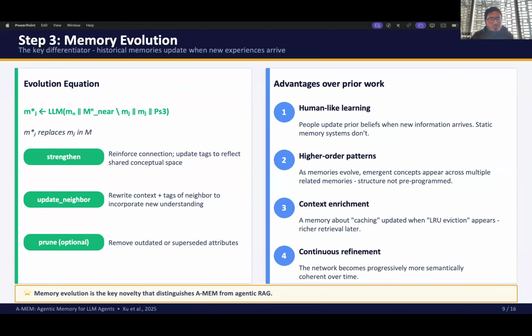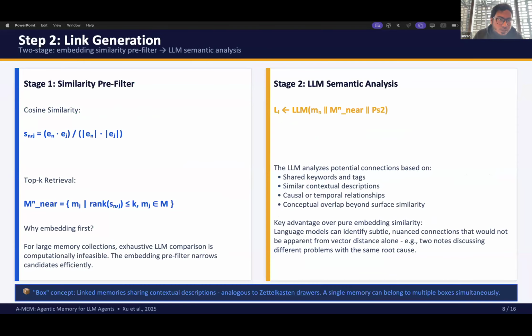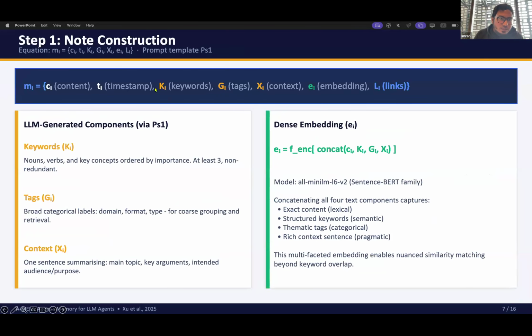Yeah. And so the embedding is recomputed? The embedding is pre-computed with Sentence-BERT. So if we talk about what the LLM changes, basically keywords, tags, context, these three things. But is the embedding recomputed once those things change? No. Embedding is just for the content. Yeah. Okay. Exactly.